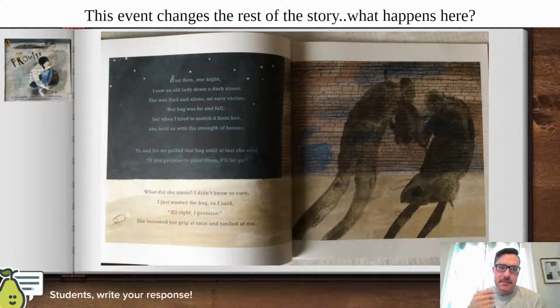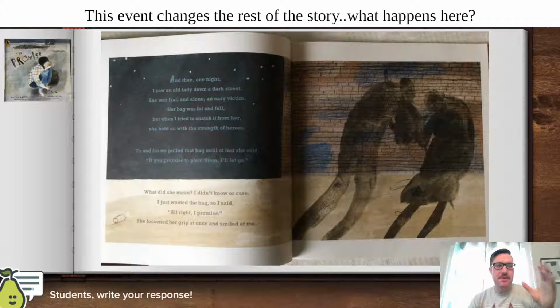And then one night I saw an old lady down a dark street. She was frail and alone, an easy victim. Her bag was fat and full, but when I tried to snatch it from her, she held on with the strength of heroes. To and fro we pulled that bag until at last she said, "If you promise to plant them, I'll let go." What did she mean? I didn't know or care. I just wanted the bag. So I said, "All right, I promise." She loosened her grip at once and smiled at me.